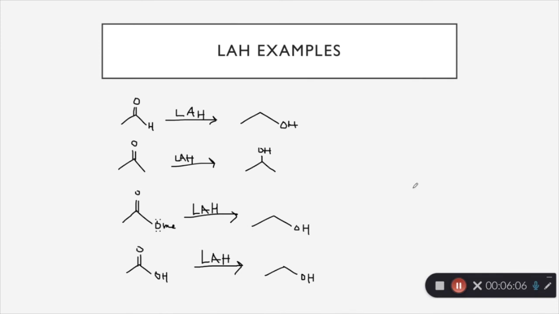Now we're going to go through LAH. And LAH essentially works the same way, giving you a hydride ion. So if we use LAH on an aldehyde, you can see it gives you the exact same thing that NaBH4 would. And then same thing with a ketone. Whether you use LAH or NaBH4, it gives you a secondary alcohol. And then the mechanism for the ester and the carboxylic acid is a little bit different, and it's actually pretty cool. We're going to go through that in a second. But these will both leave you with primary alcohols.